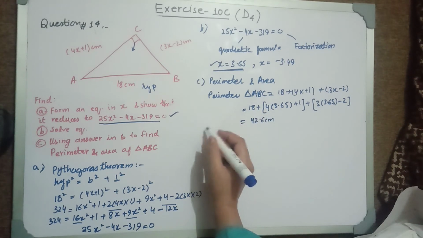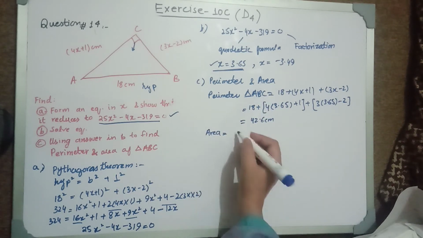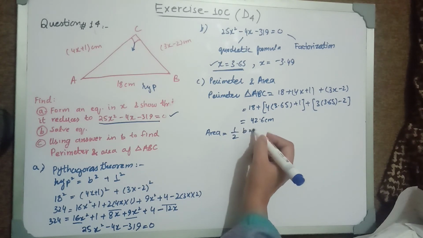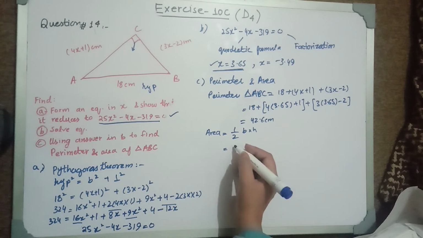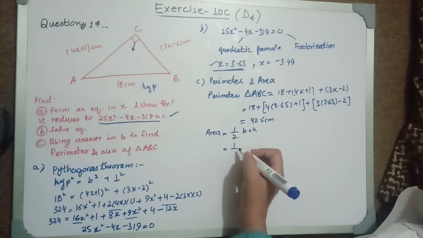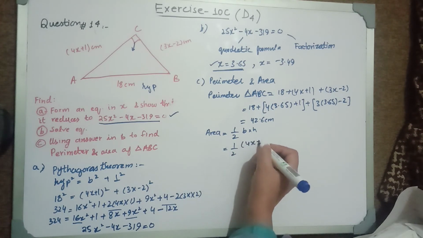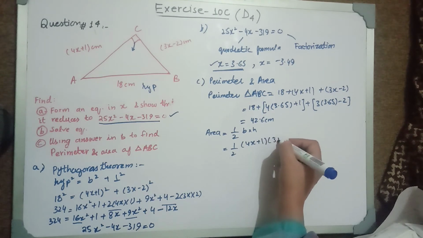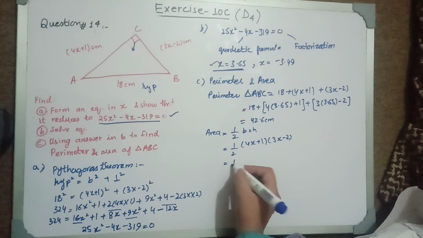Then you're also asked to find the area, and know that the area of a right angle triangle is equal to half into base into height, right? So we know the values of both base and height of the triangle, so I'm going to substitute them, which are 4x plus 1 and 3x minus 2. Right, now substitute the value of x in this case too.